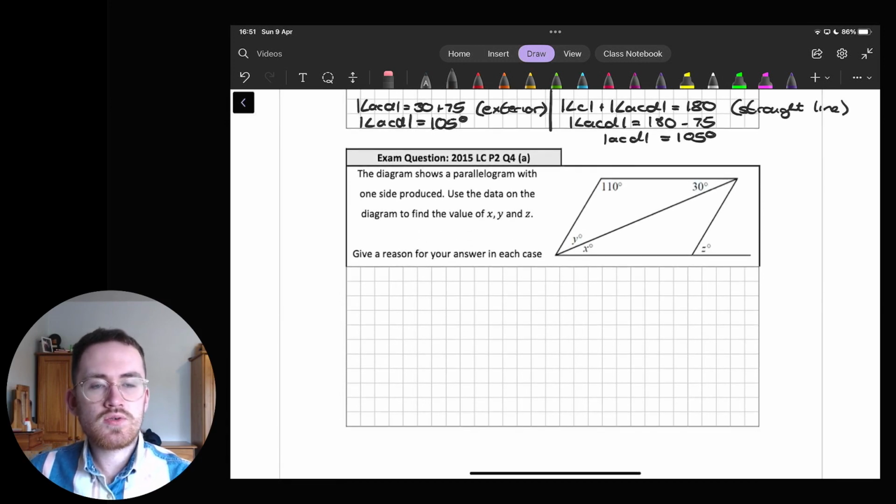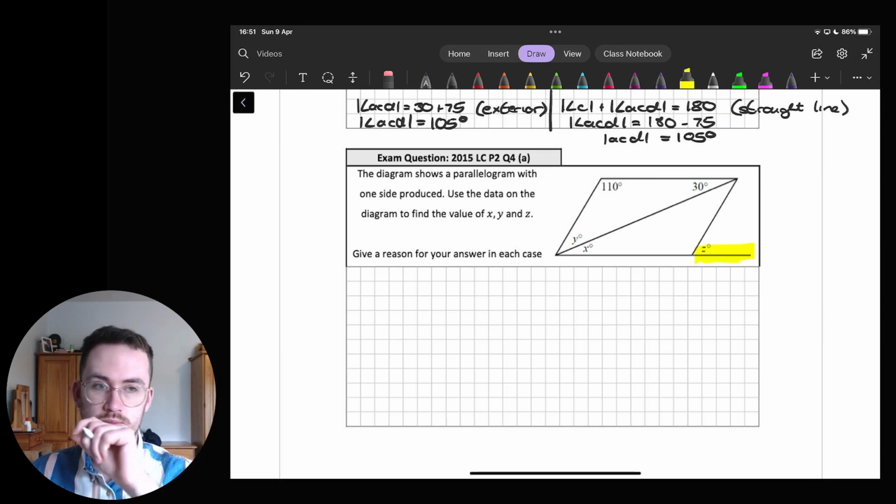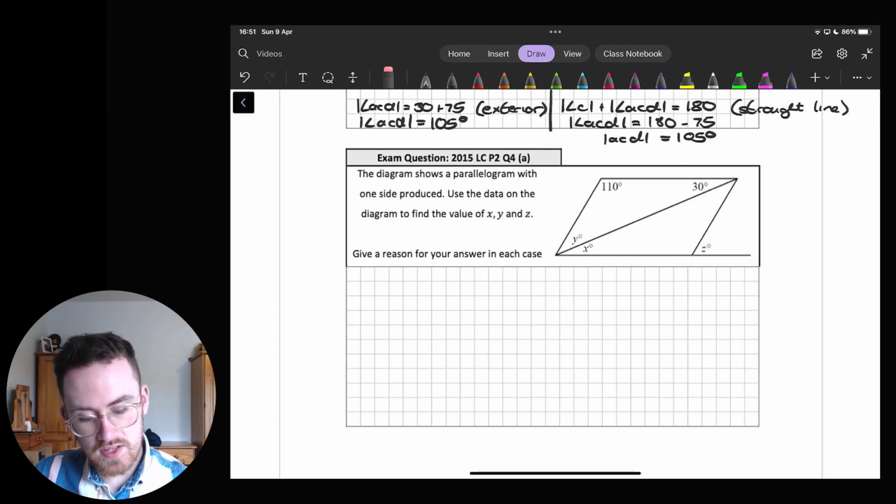So this diagram shows a parallelogram with one side produced. So that is this side here. By produced, they just mean extended. It's just been pulled out a little bit further than the rest of the shape. So use the data on the diagram to find the value of x, y, and z, and give a reason for your answer in each case. Okay, so we have to give a reason for all our answers. So let's have a look at this one then.